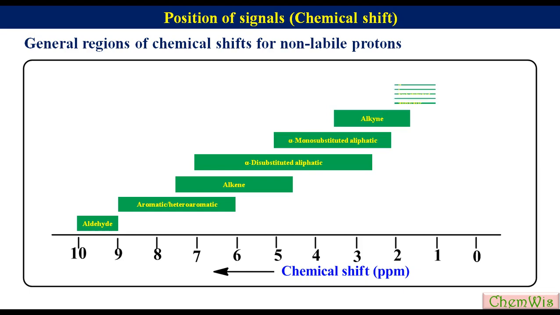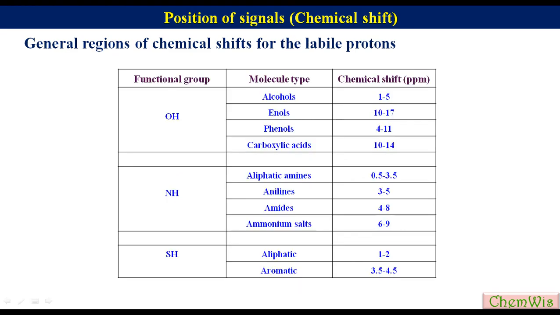Beta substituted aliphatic protons between 1 to 2 ppm. And aliphatic and alicyclic protons between 0 to 2 ppm. General regions of chemical shift for labile protons. Protons attached to heteroatoms like oxygen, nitrogen and sulfur come under the category of labile protons. These protons are OH, NH and SH.